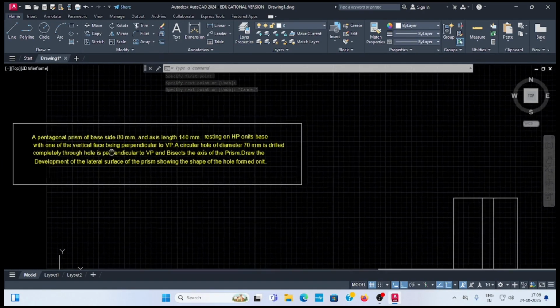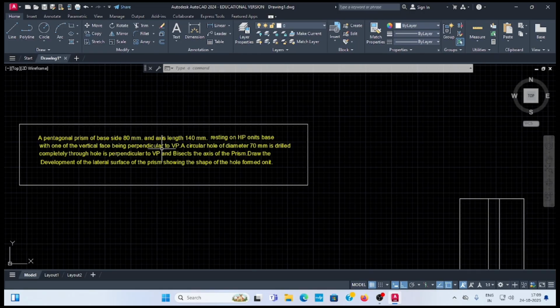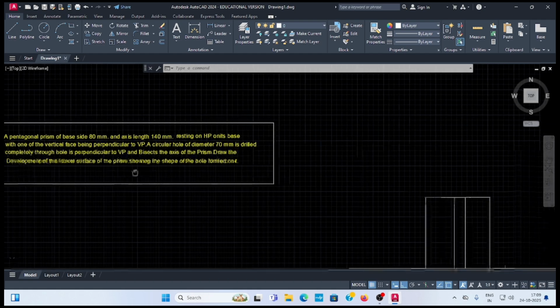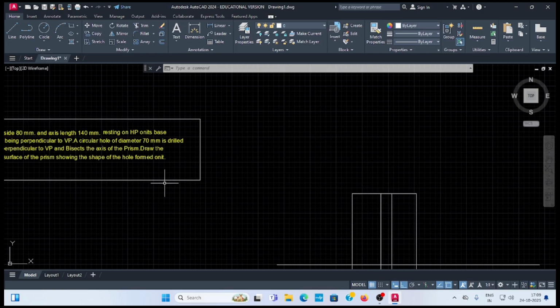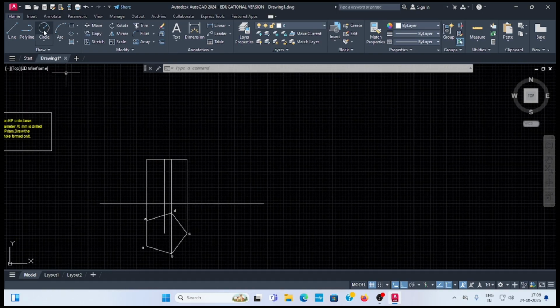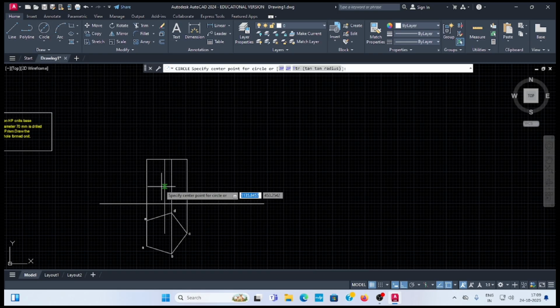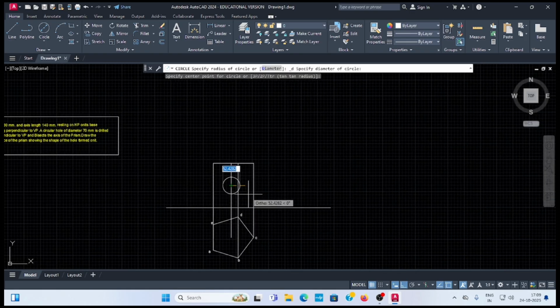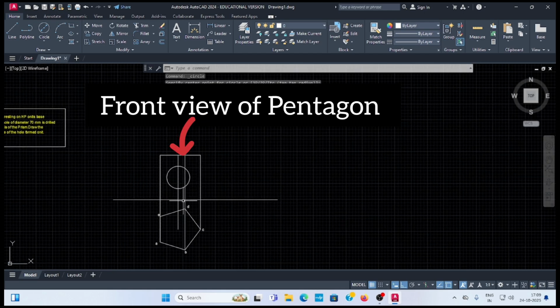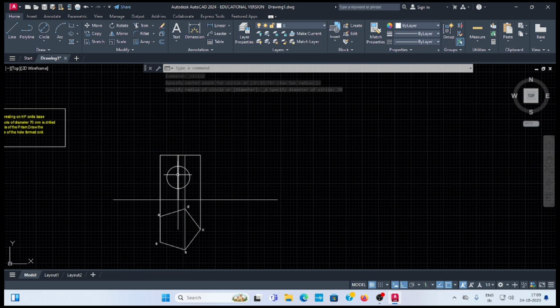Next, one of the vertical faces is perpendicular to VP. A circular hole of diameter 70 mm is drilled completely through; the hole is perpendicular to VP and bisects the axis. Bisecting the axis means it is at the center of the rectangle, correctly here. So take circle, select directly, the diameter option, the center point, and the diameter of the hole is 70 mm, 70, enter. Draw like this. This is the center line; I delete it now.